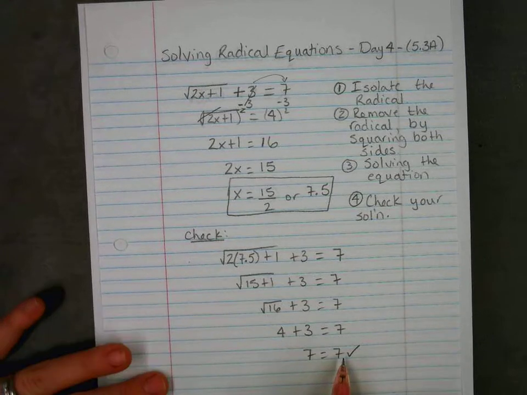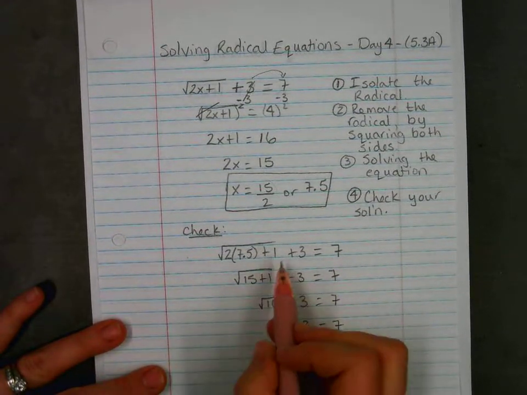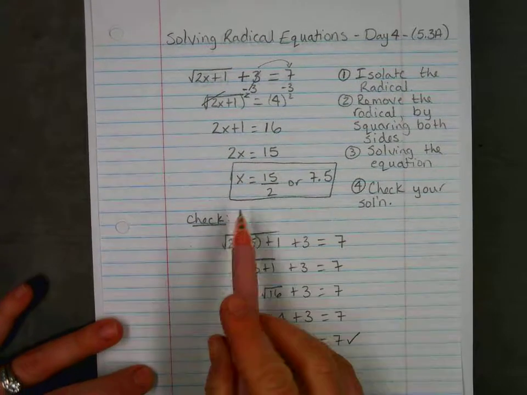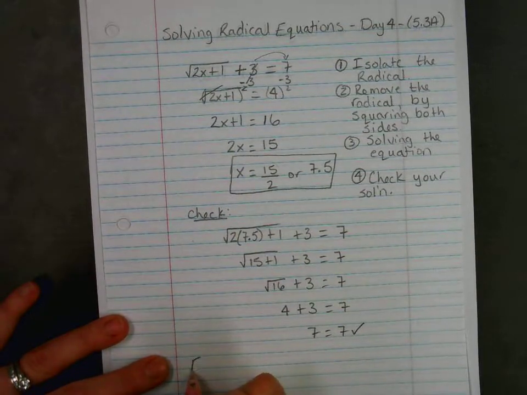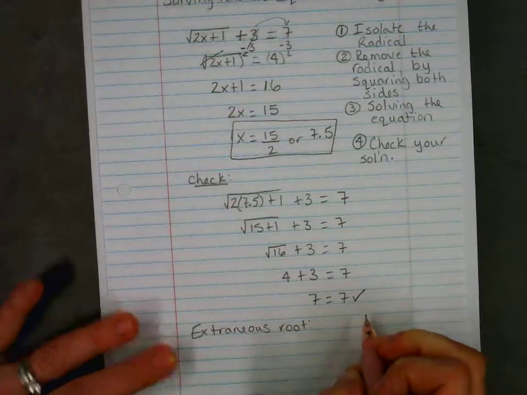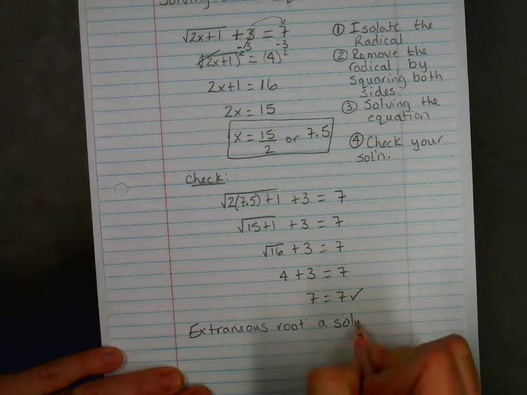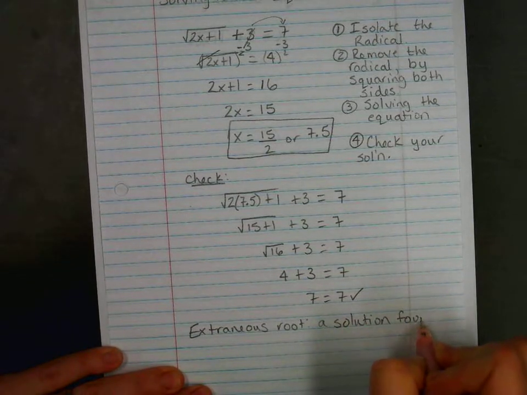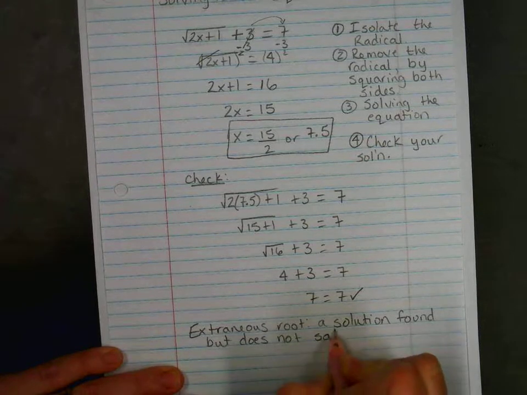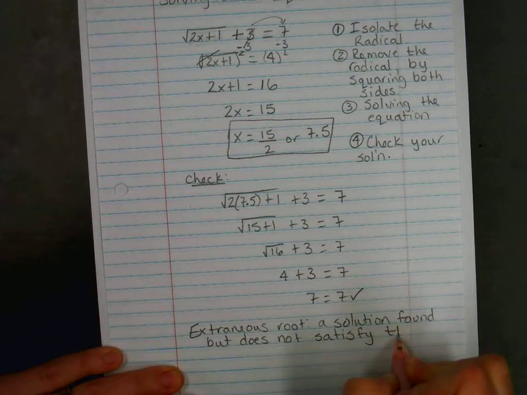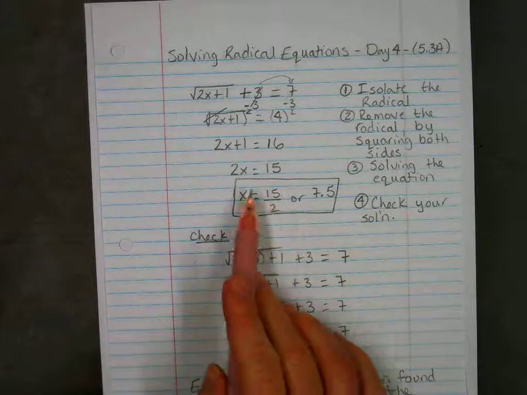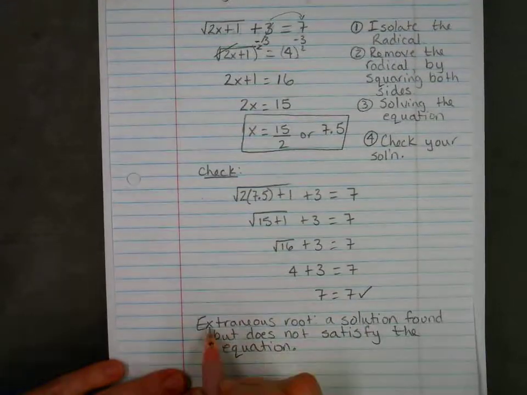The reason why we check for solutions is because what can happen is if your check does not check out, where your left side does not equal your right side, what happens is the solution you solved for up here ends up to be what is called an extraneous root. And an extraneous root is a solution found but does not satisfy the equation. So you can solve for a solution, but it actually will not check out. And we'll do some examples of that.